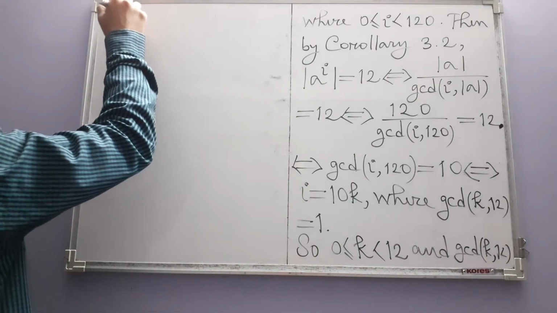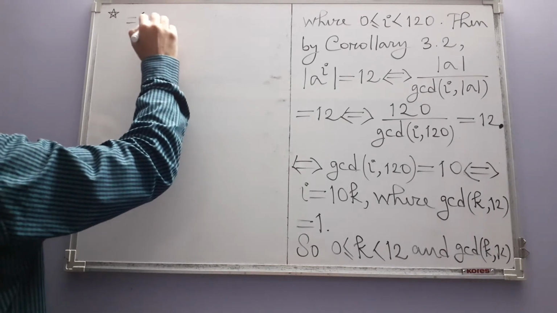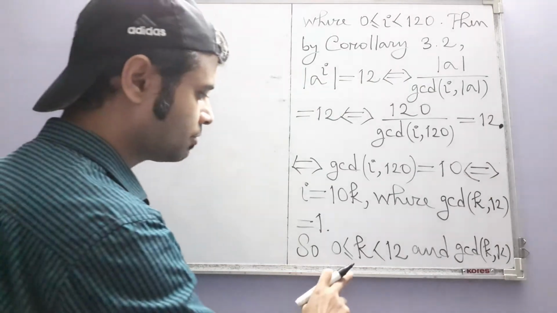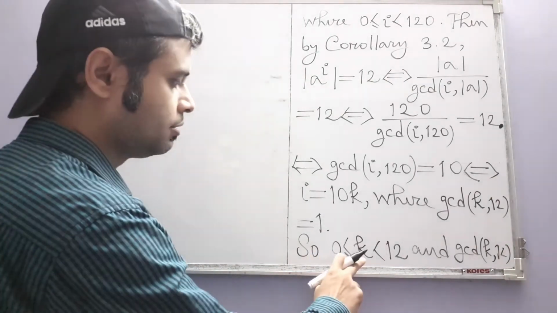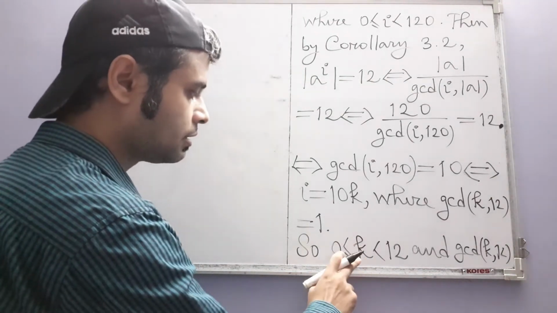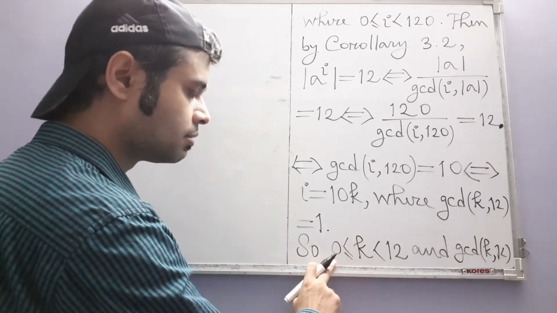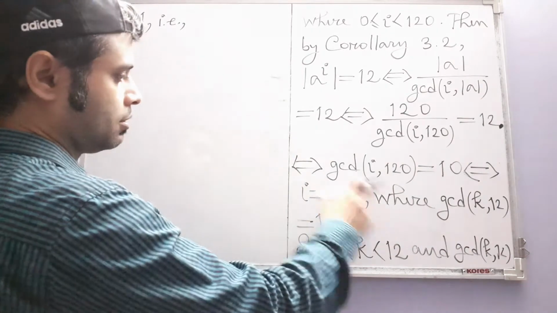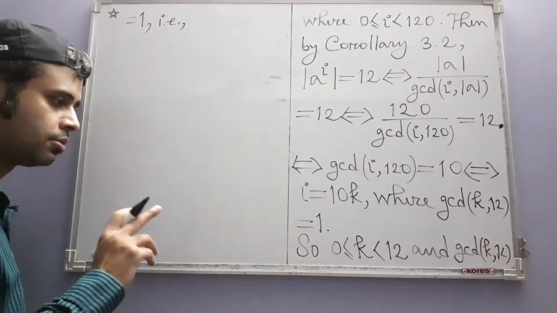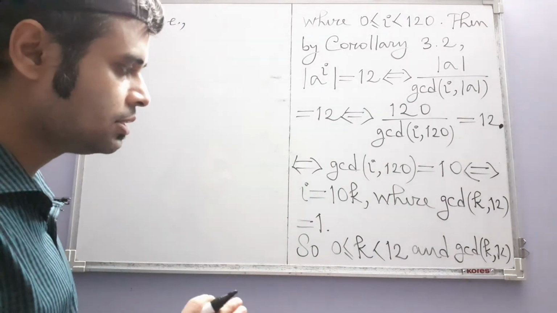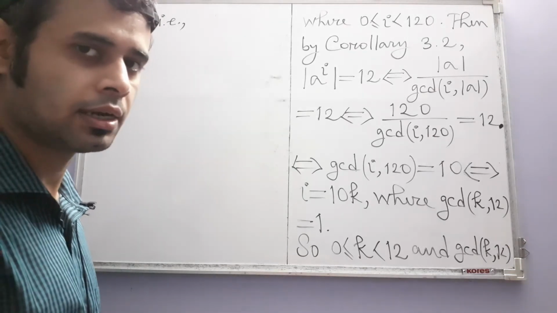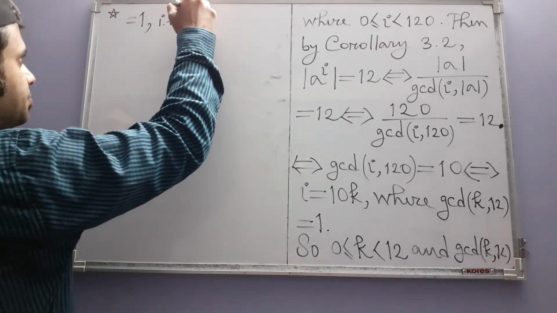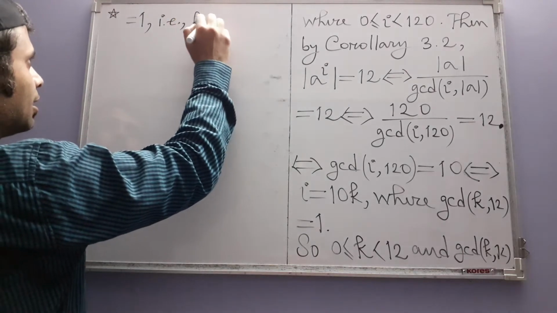This is equal to 1. So what are the possible values of k? We have to look at those integers k which are positive, because k equal to 0 does not give you this equal to 1. Those positive integers which are less than 12 and relatively prime to 12. So we carefully write those values down.